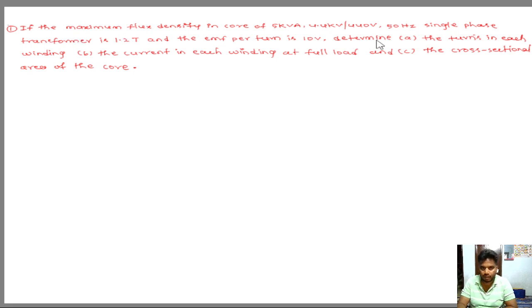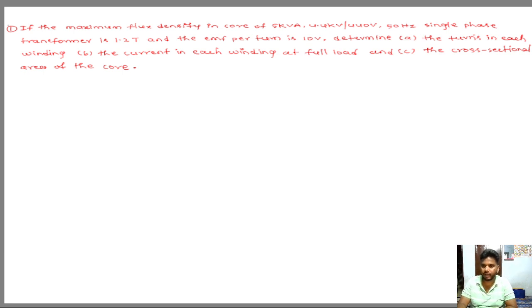First, understand the question. The 5 kVA means this is the rating of the transformer, and the voltage ratio is given as 4.4 kilovolts by 440 volts, that is 4400 volts by 440 volts. From this voltage ratio, it is clear that it is a step down transformer, and the supply frequency is 50 hertz, and it is a single phase transformer. The maximum flux density is 1.2 Tesla, and the EMF per turn is 10 volts.